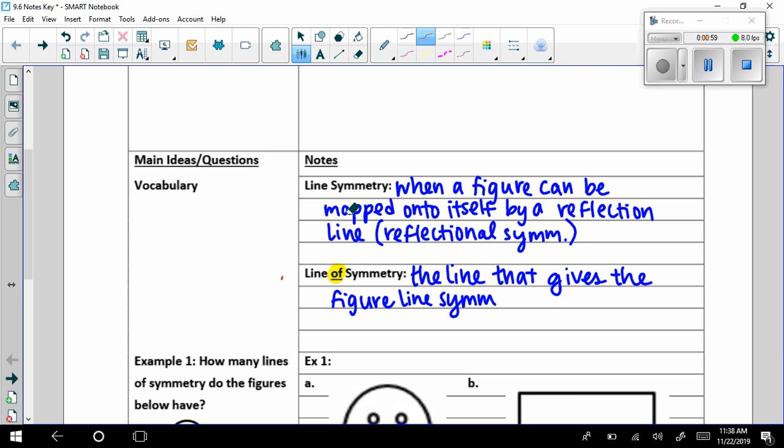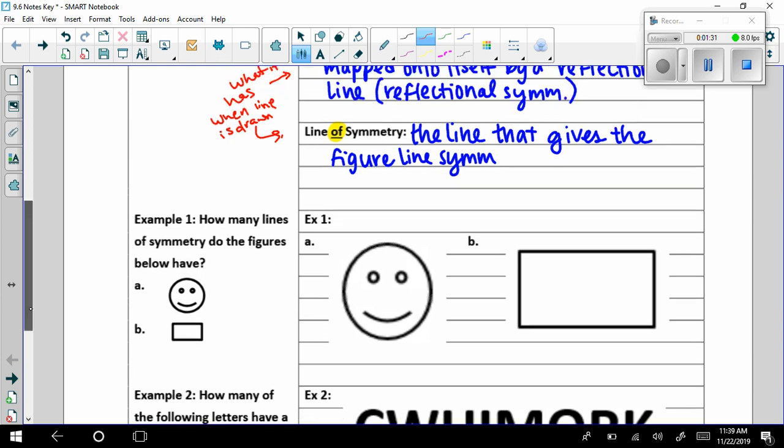So line symmetry is what something has if you can draw that line down the middle. So if it has line symmetry, you can draw a line of symmetry and vice versa. And so the difference between those two is minute but important.